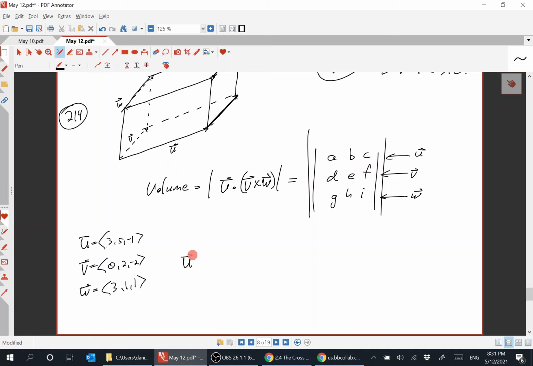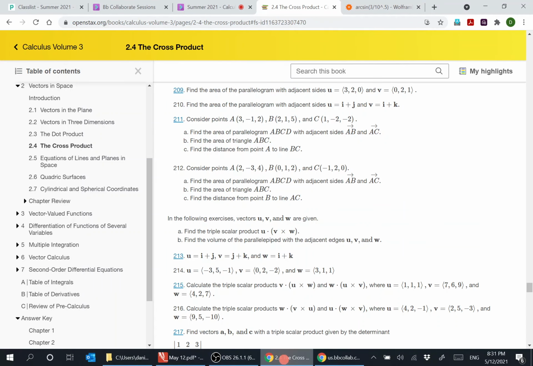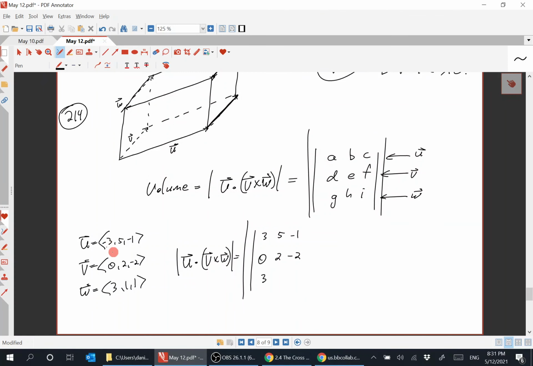All right, so u dot v cross w. Now, of course, you can calculate v cross w and then take the dot product with u. You can do it that way. But this is a shortcut, and it's just this 3 by 3 determinant. And we want the absolute value of such a thing. So negative 3, 5, negative 1, then 0, 2, negative 2, and then 3, 1, 1.